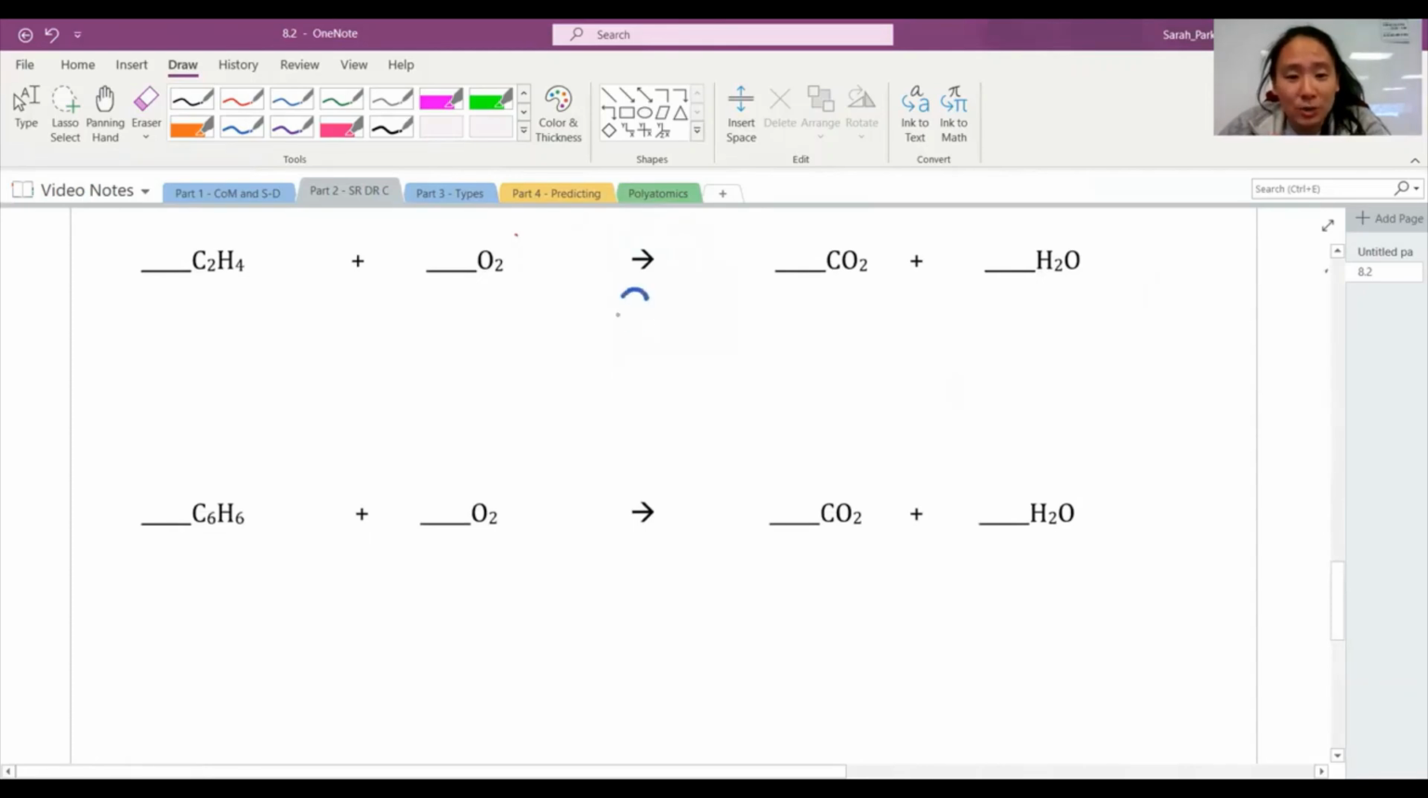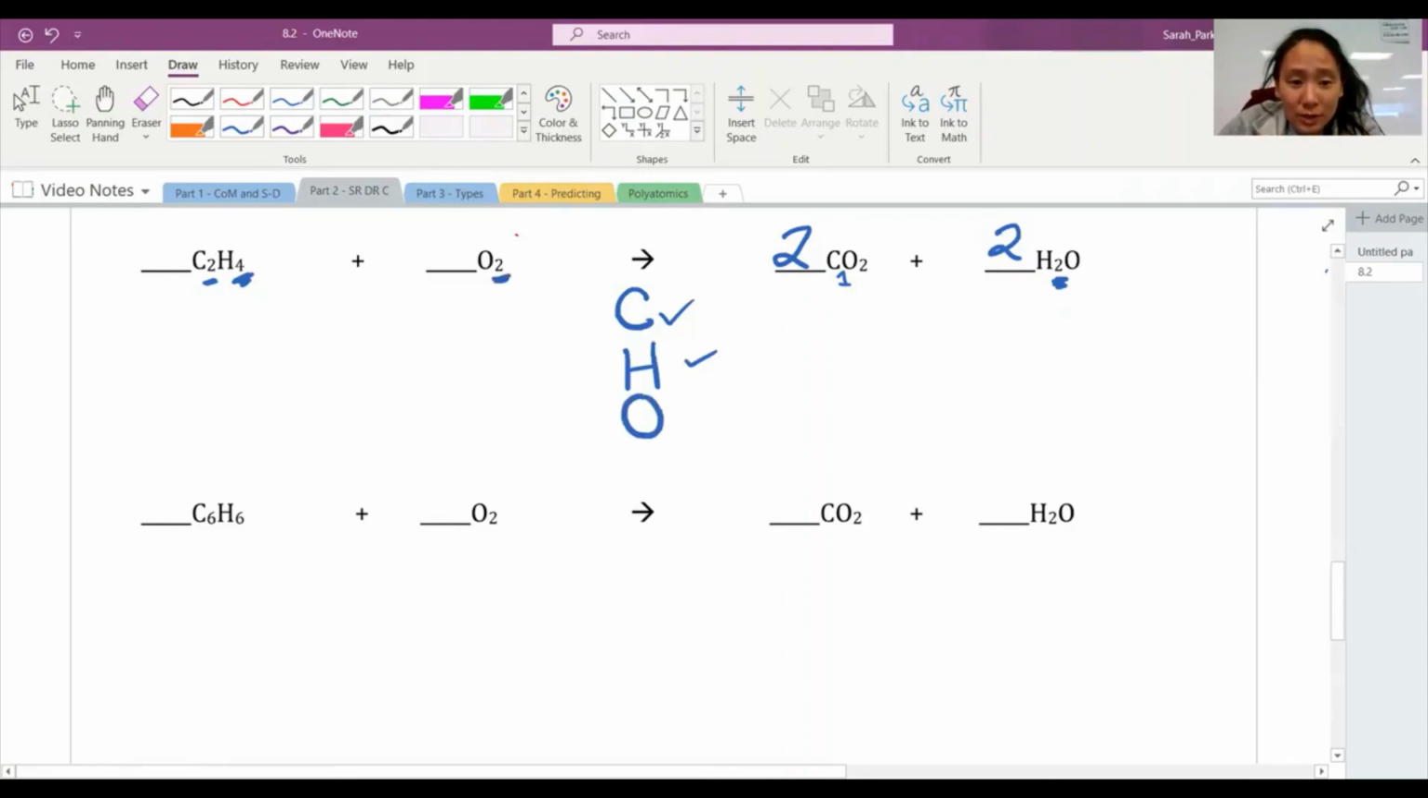Once again, start with your C's. If you don't want to do scratch work, you don't have to. You have 2 here, you have 1 here. What number needs to go here? Good, 2. 2 times 1 is 2. C's are done. Then let's do your H's. You have 4 on the left, but you have 2 on the right. So this 2 needs to become a 4. 2 times 2 is 4. Now your H's are done. Yay! Now let's focus on our O's.